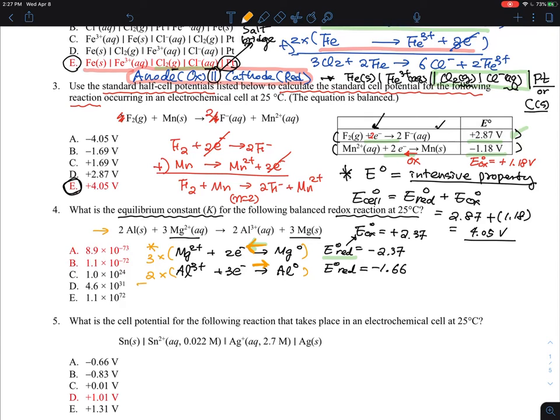By doing so, you will see the case where 3 Mg, and then 2 Al3 plus, moving on to 2 times Al plus 3 times Mg2 plus.